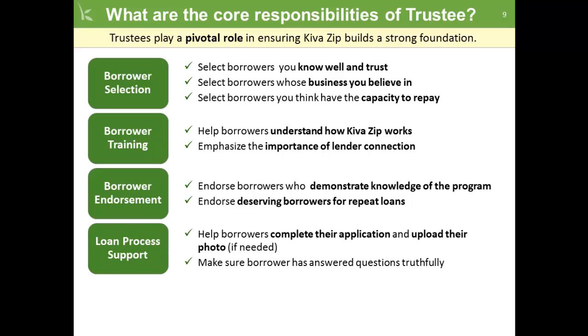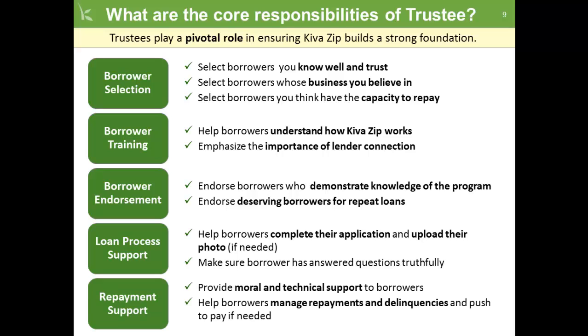Trustees are also the first point of contact for borrowers throughout the lending process. They help borrowers complete loan applications and upload photos if needed. Lastly, trustees are important in the repayment process. They help ensure borrowers repay on time and help them manage delinquencies to overcome any challenges in the repayment process. Overall, trustees play a pivotal role for KivaZip, and we truly appreciate your time and work.